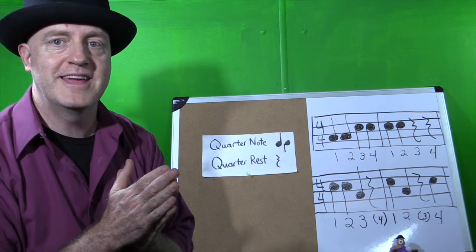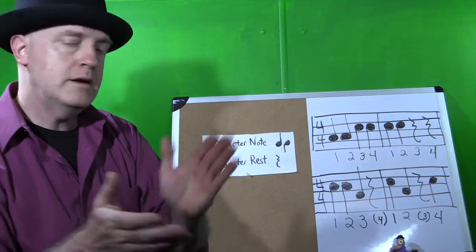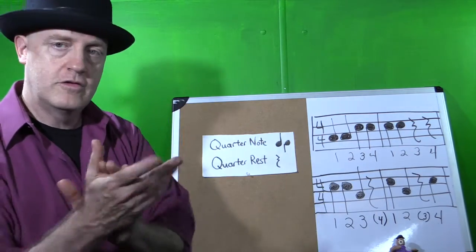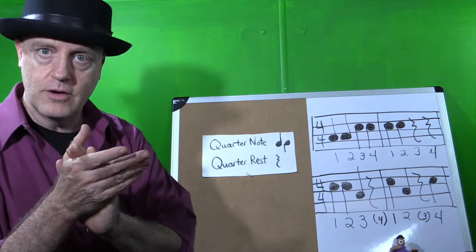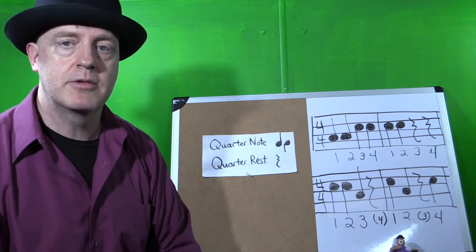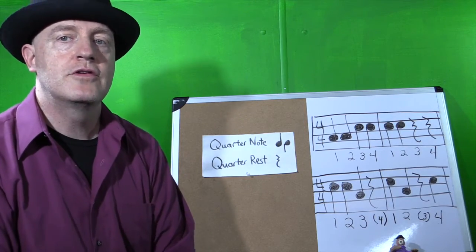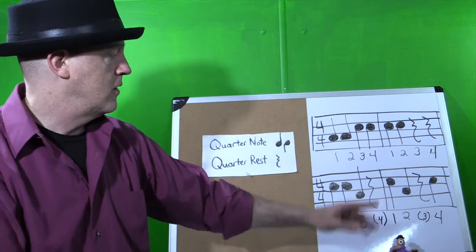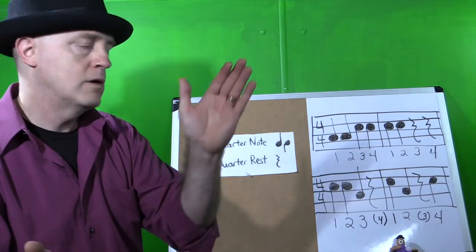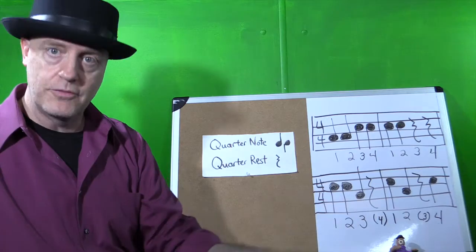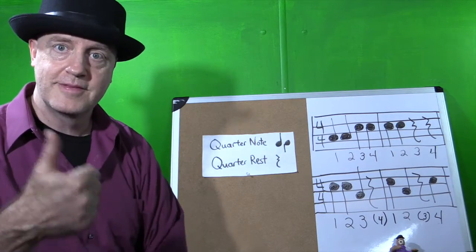Here we go. Ready? And 1, 2, 3, 4. 1, 2, 3, 4. Let's do that one again. And I'm going to do it just like I did it, and I'll go ahead and count you off. 1, 2, ready, go. 1, 2, 3, 4. 1, 2, 3, 4. There you go. Good job.